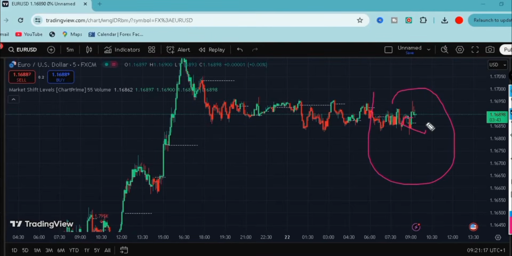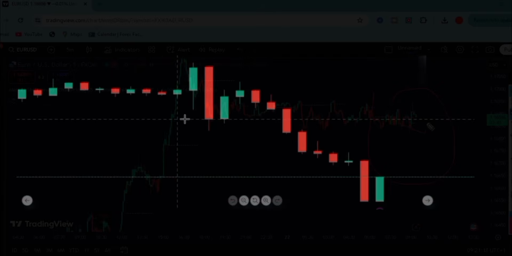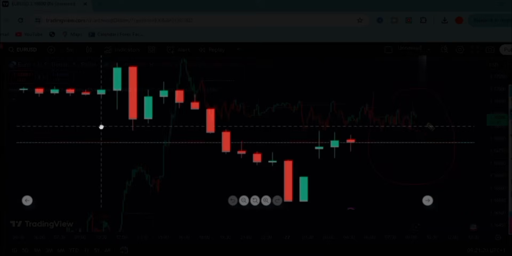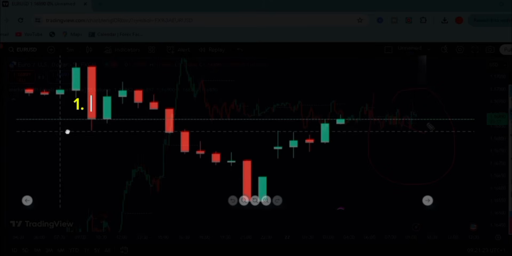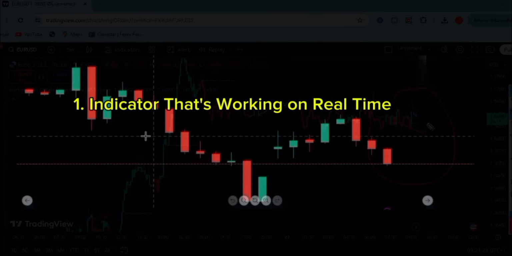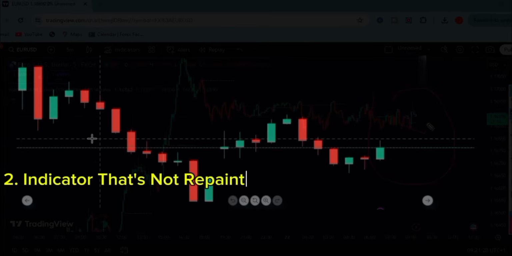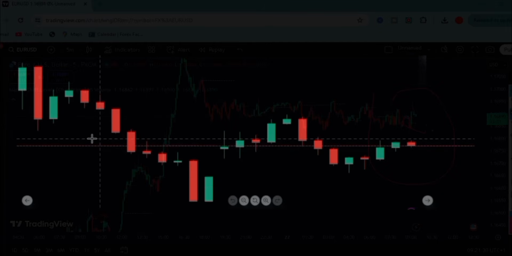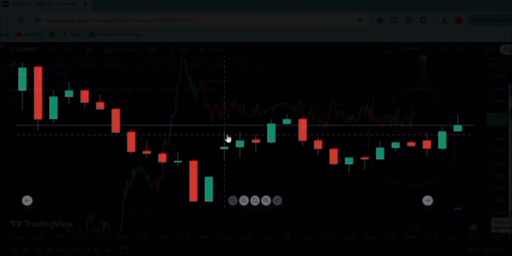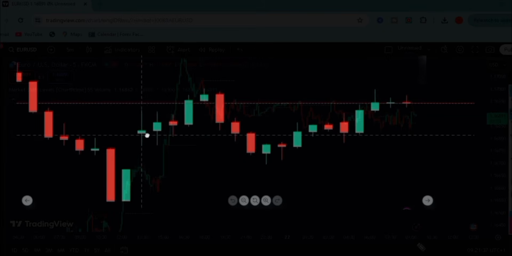That's why I'm really convinced to use this indicator, because remember, for you to decide whether to use any indicator or not, number one, you need an indicator that is working in real time. You need an indicator that is not repainting as well, and this indicator has really proved it's not repainting, and that's why guys, I want us to try it together.